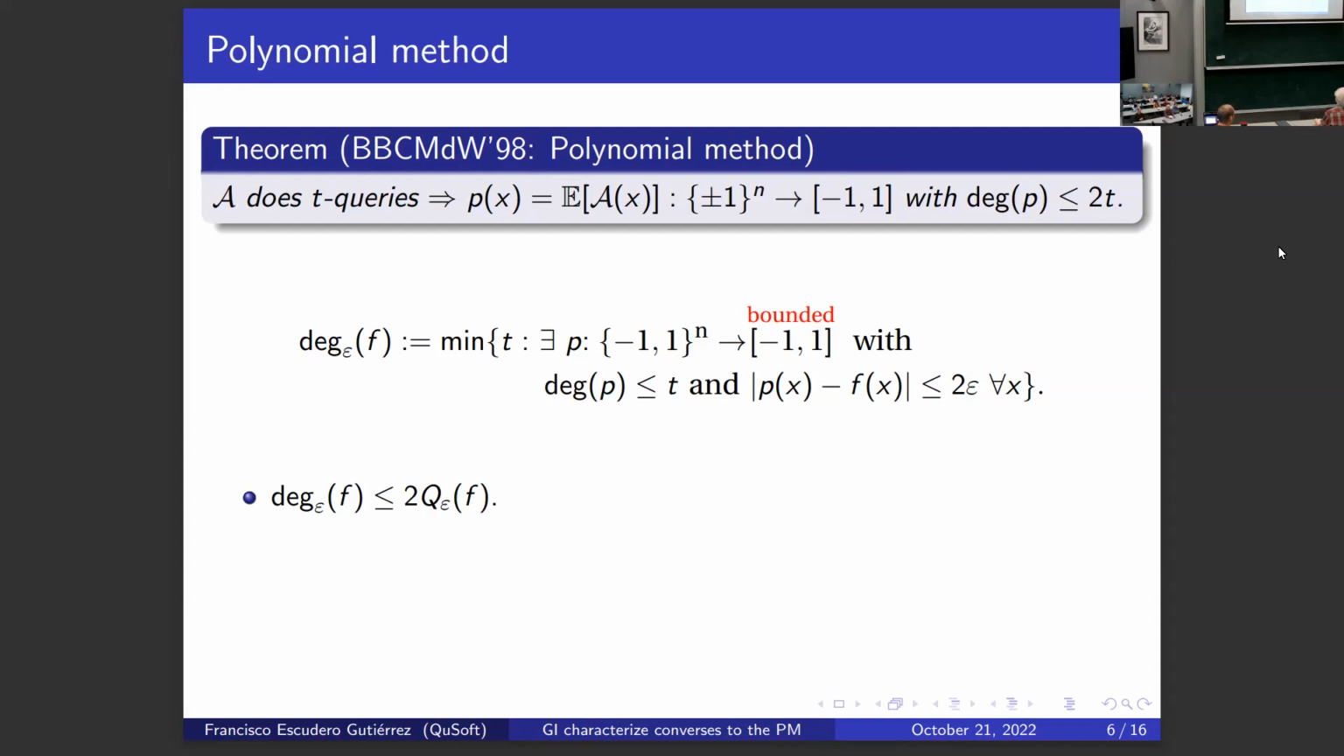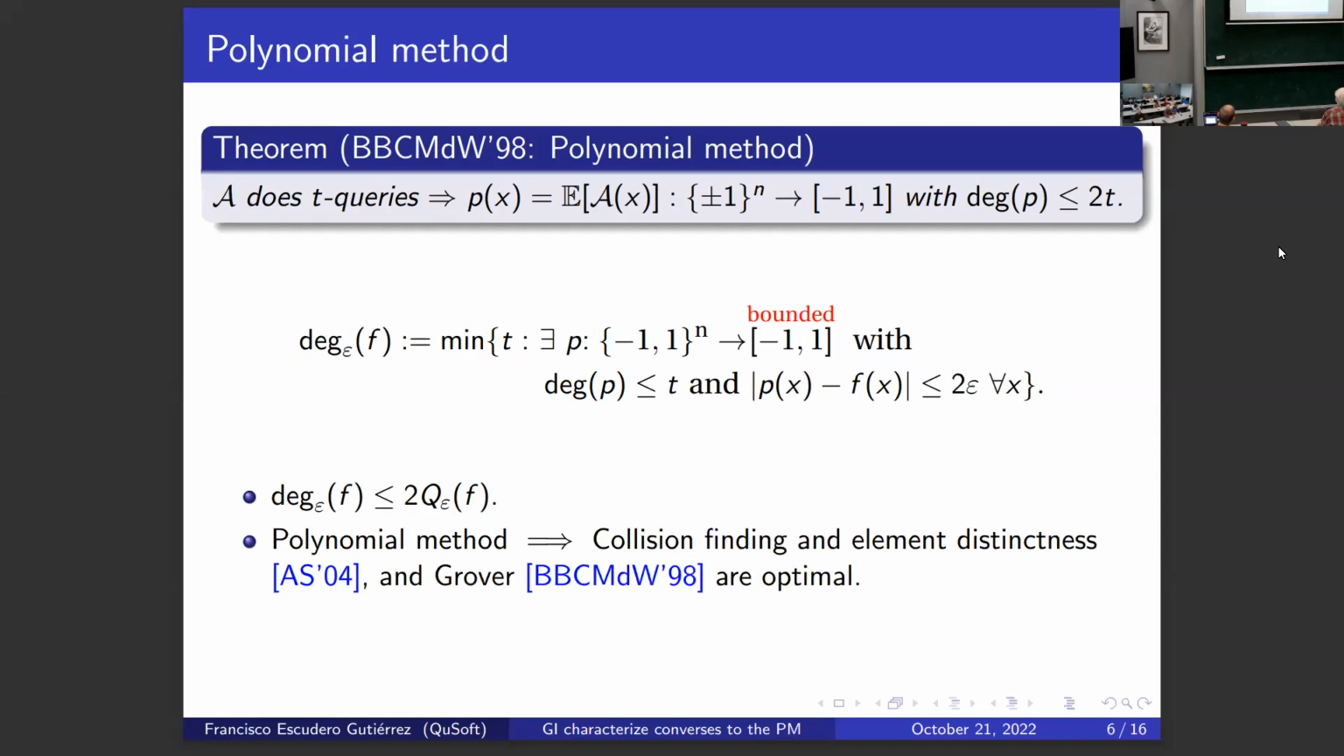And quantum algorithms are maybe a bit more difficult than polynomials, which are objects that are very well understood in mathematics. So this is another result that also has a few applications. For example, in the original paper, the author showed that Grover was optimal using this polynomial method, and also other things have been proved. In fact, many more things have been proved using the polynomial method, but just to name a few, collision finding and element distinctness algorithms that we know nowadays are known to be optimal thanks to the polynomial method. This is a work of Aaronson and Shi.